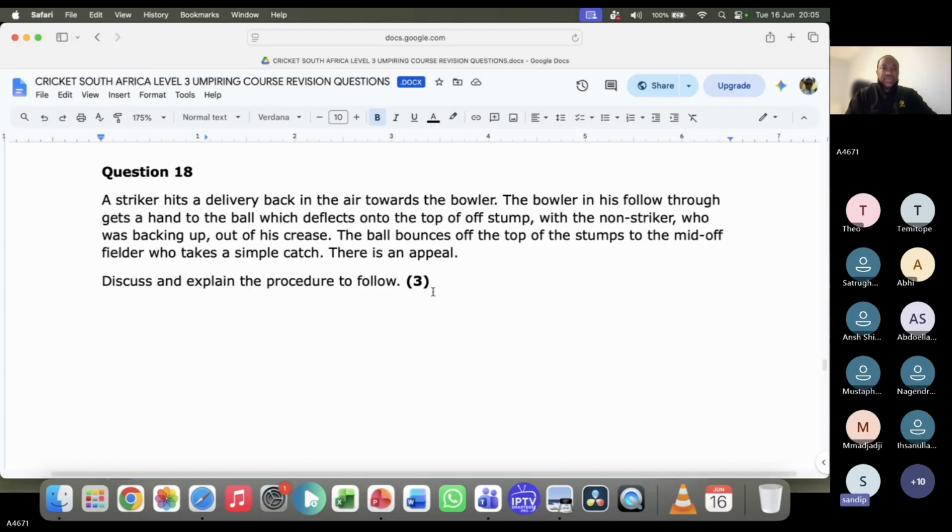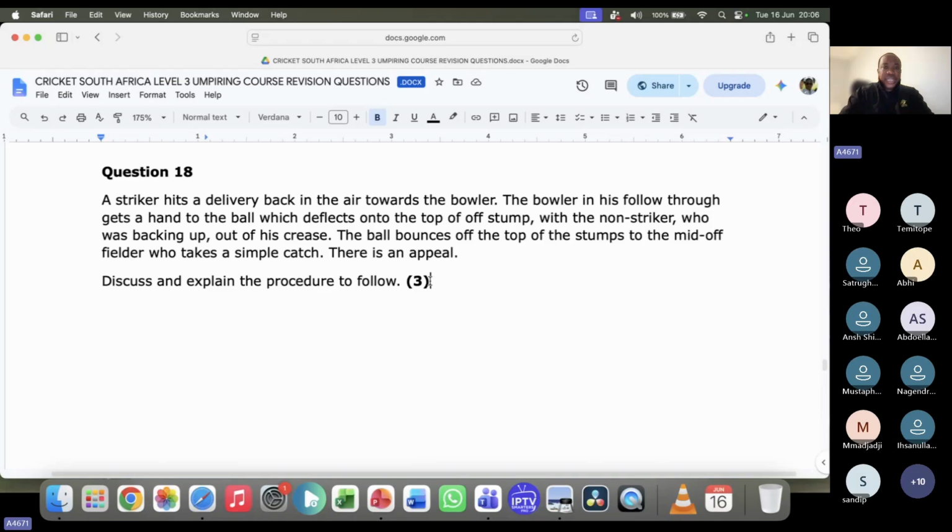The striker is out caught. As soon as the ball hits the bat towards the bowler, in the follow through he touches the ball and deflects it onto the stumps at the bowler's end, and it deflects and goes to the fielders. Here is a situation where the catch takes precedence. So in that case, the striker is out caught.